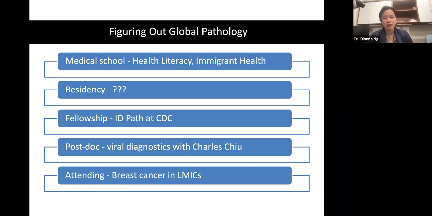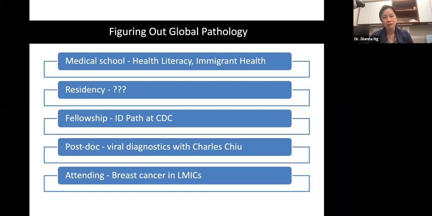And then as attending, I finally got incorporated and started becoming an active member with the UCSF Global Cancer Program. And there I started working on breast cancer in lower and middle income countries. So that's really what I'm going to be focusing on for my talk today.